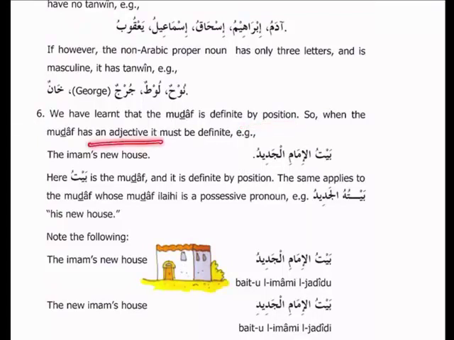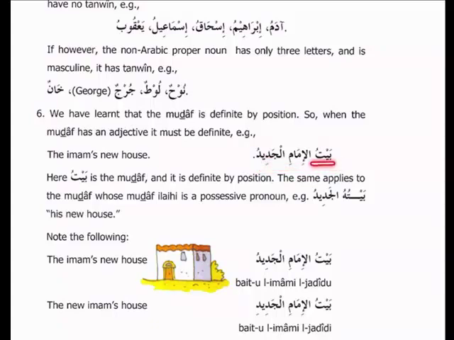Next, we have learned that the mudaf is definite by position. So when the mudaf has an adjective, it must be definite. Let's take an example and try to understand. Baitu is mudaf. Al-jadidu is its sifa, isn't it? So how will you decide that this sifa should be marifa or nakira? Because this is the sifa of bait, you should know the bait is marifa or nakira. Only then you can write its sifa as marifa or nakira, correct?